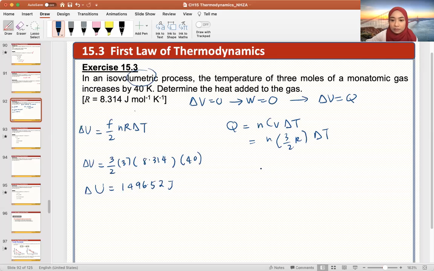Everyone okay? Faham? Tak faham? Zafira tak faham? Faham. Okay. So sama je jawapan dia, delta U is equal to Q.